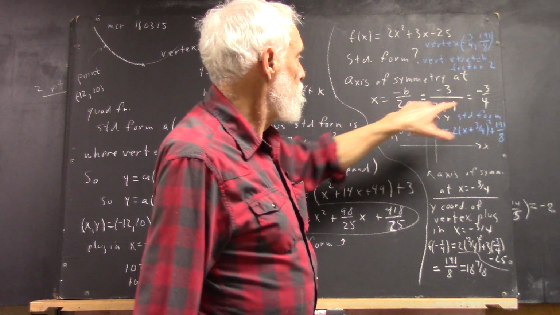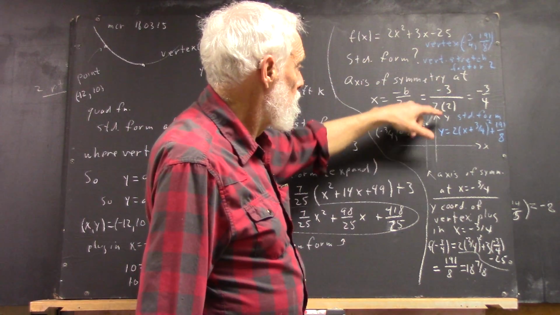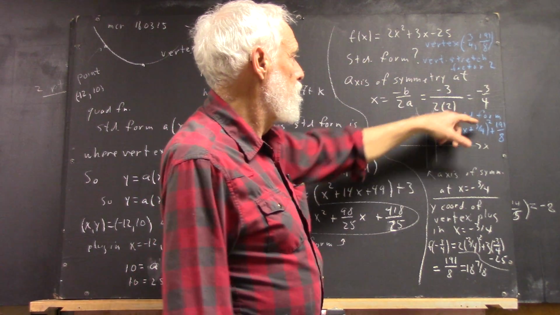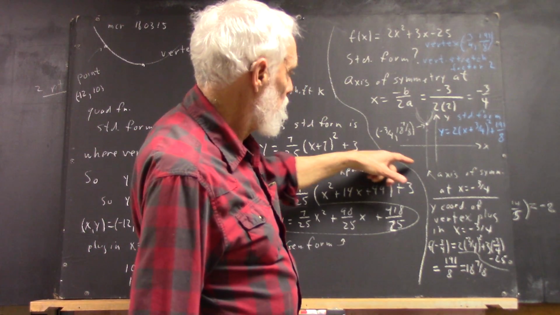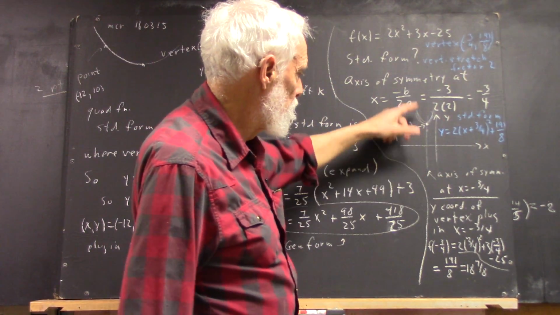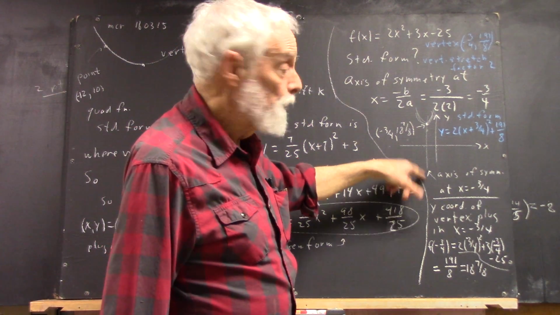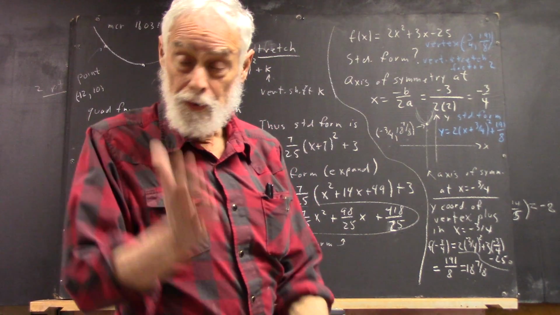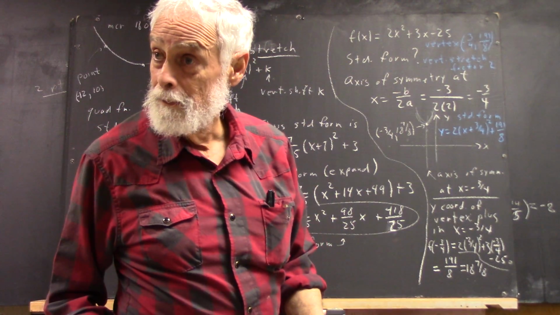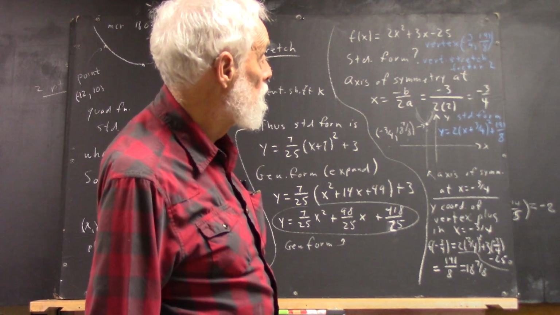The axis of symmetry is at x equals -b over 2a. b is 3. So we plug in and we find that the axis of symmetry is at x equals -3/4. So we kind of sketch that on a graph. Here's our y-axis, our x-axis. Here's the line x equals -3/4. Our vertex has to be on the axis of symmetry because that's the axis that cuts the parabola in half. Okay? And again, the graph of a quadratic function is a parabola.